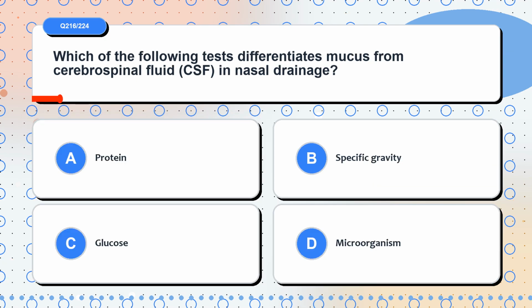Question 216. Which of the following tests differentiates mucus from cerebrospinal fluid, CSF, in nasal drainage? Here are the options. Option A, protein. Option B, specific gravity. Option C, glucose. Option D, microorganism.